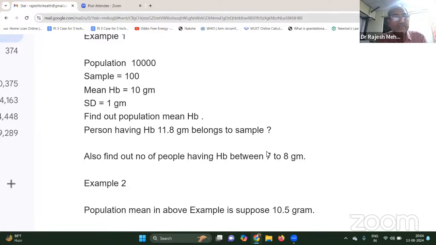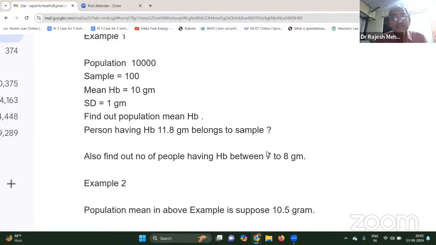Now the next question is, does a person having hemoglobin 11.8 gram belong to this sample or not? What is your answer? The population mean is 9.8 to 10.2 gram. Now, does a person having 11.8 gram belong to this sample or not? What is the probability? Anyone? So I have found the Z value and it comes to 96.41%, and that value lies within three standard deviations from the mean. So from that value we can consider whether 11.8 belongs to the sample or not.